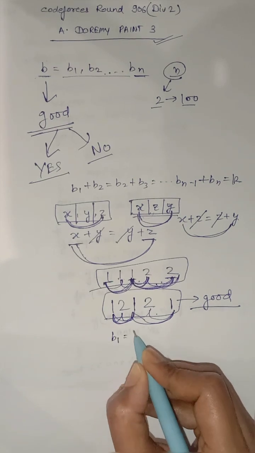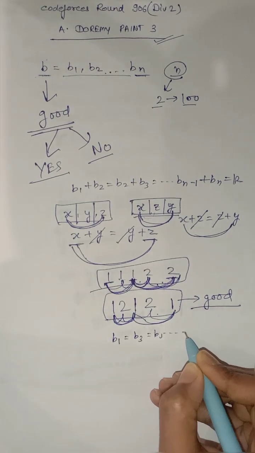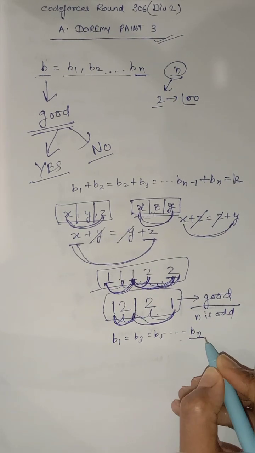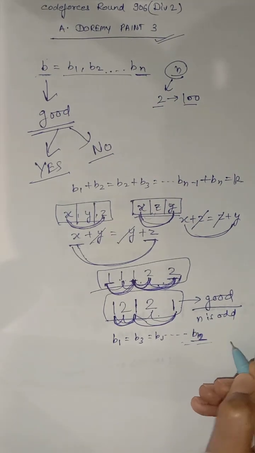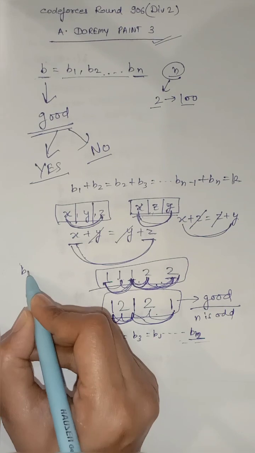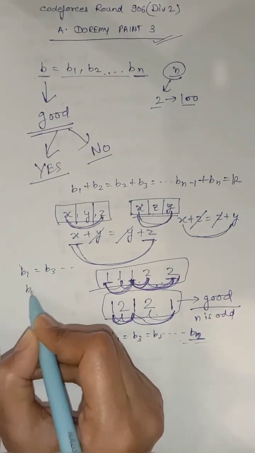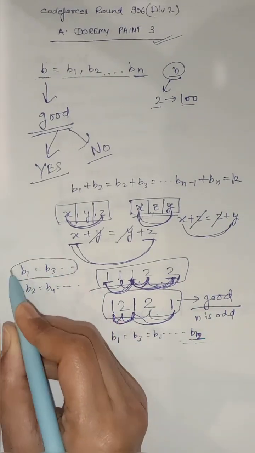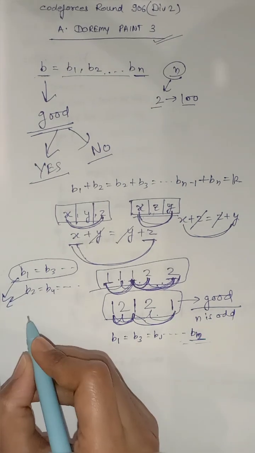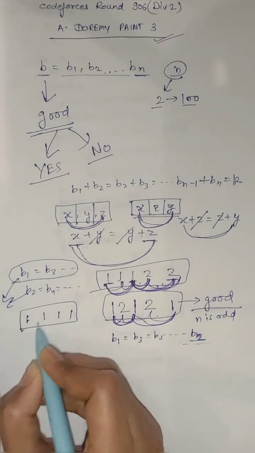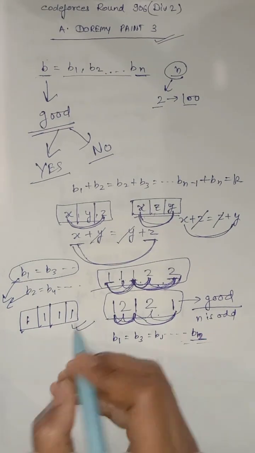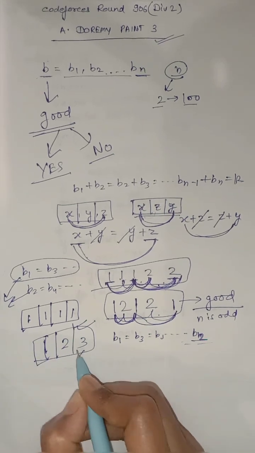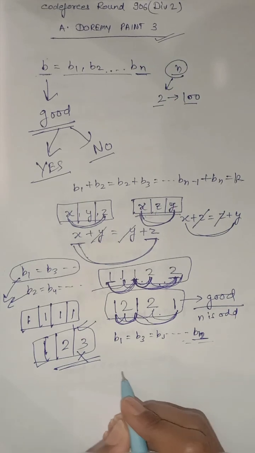So B1 should be equal to B3, B5 and so on. If let's say n is odd, then it will go up till Bn, and if it is even, it will go till Bn minus 1. So we got B1 equal to B3 and like this, B2 equal to B4, something like this we want. You can see there will be only two distinct elements, or we can also get one element like this. So this is also a good array. But any array which has three distinct elements can't be a good array in any case at all.